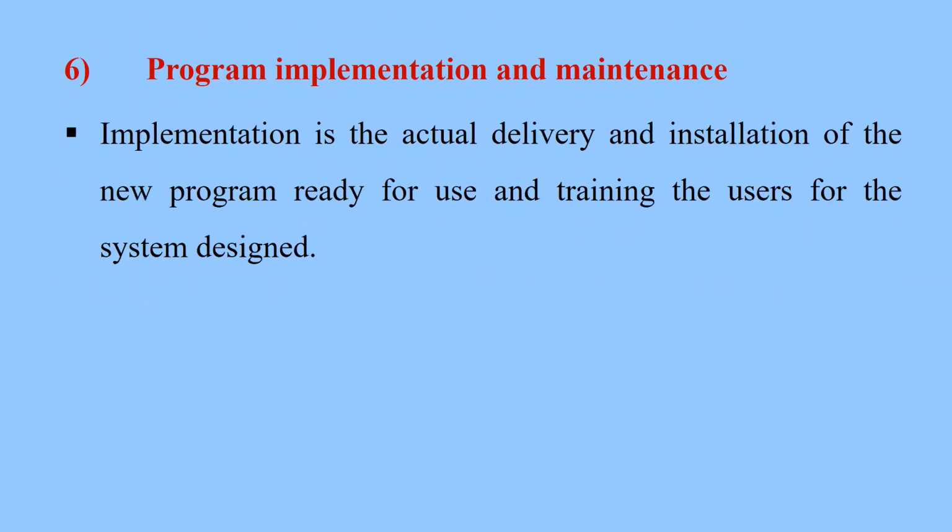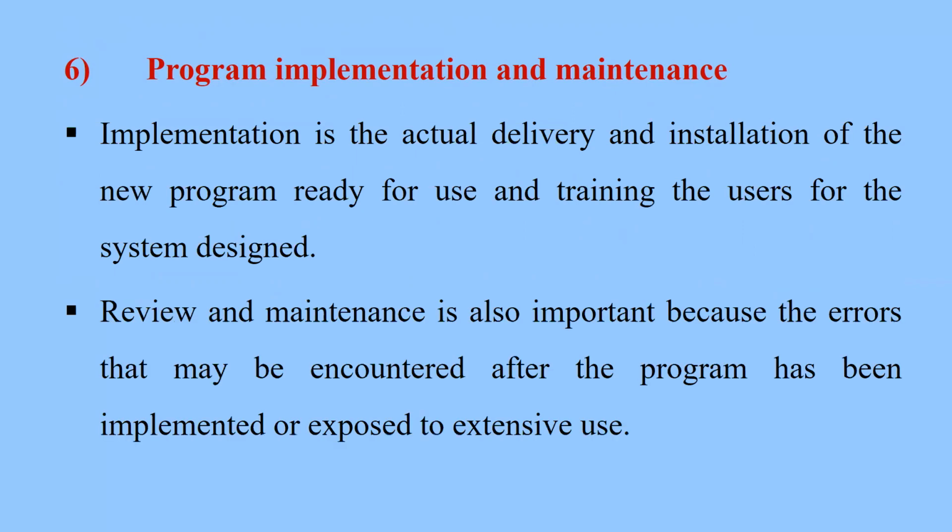The sixth step is program implementation and maintenance. Implementation is the actual delivery and installation of the new program ready for use, and training the users for the system design. Review and maintenance is also important because errors that may be encountered after the program has been implemented or exposed to extensive use are bound to arise. So it's good to review your program after it has been installed, so that in case it's found that the program is not meeting the original objectives, some corrections or rectifications can be made.